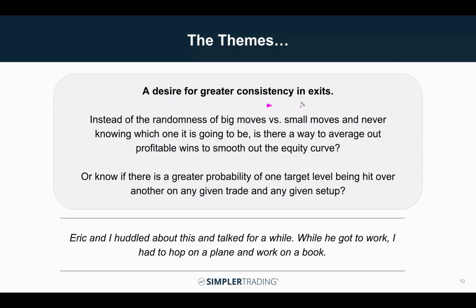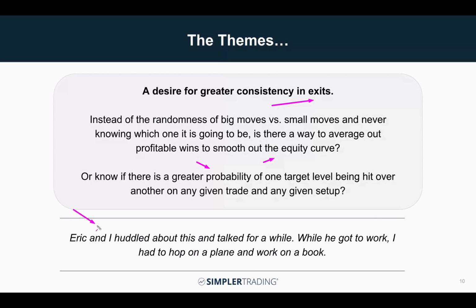Instead of the randomness of big moves versus small moves and never knowing which one it's going to be, is there a way to average out profitable wins to smooth out the equity curve? Or even better, is there a greater probability of one target being hit over another on any given trade in any given setup? So this was all great feedback, and after the conference was over, Eric and I huddled up about this and we talked about it for a while.